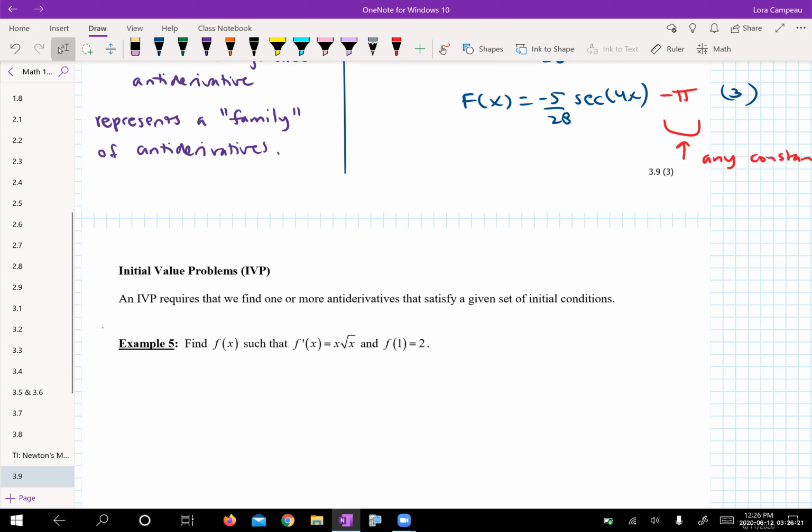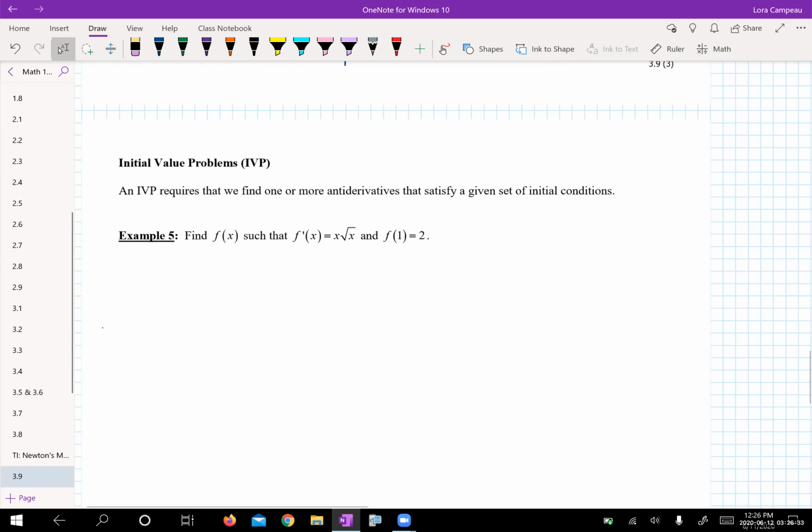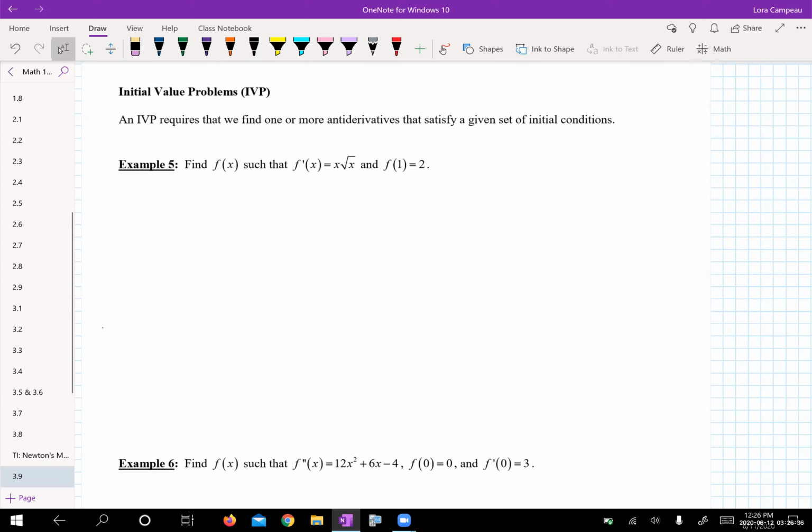And it involves us finding one or more antiderivatives that are going to satisfy a given set of initial conditions. So for example, 5, they want us to find the original function f of x such that the derivative of that function is x times square root of x, and f of 1 is 2. And that's where we're getting our initial value name. This is an initial condition, mainly because it is referring back to your original function f.